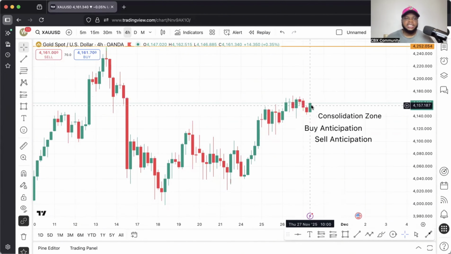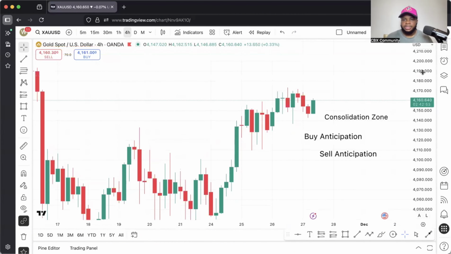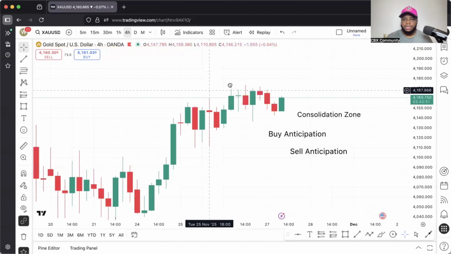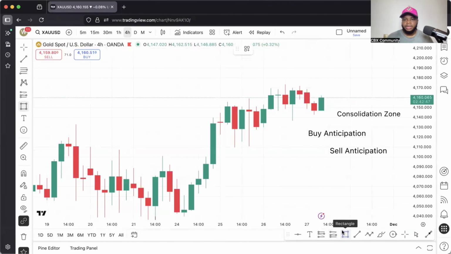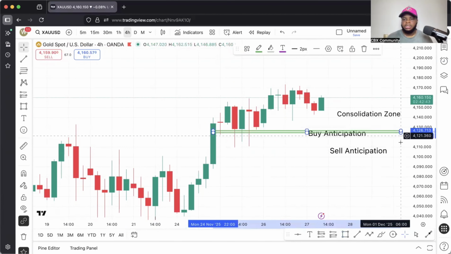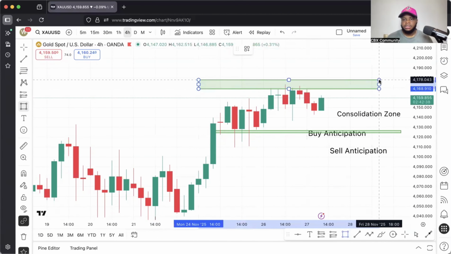So if this recent 4 hours candle didn't break the low of this bullish candle, let me zoom the chart a little bit so that you're going to be able to understand. So looking at the H4 market structure, we have a support zone over here. Then we have a resistance zone over here.